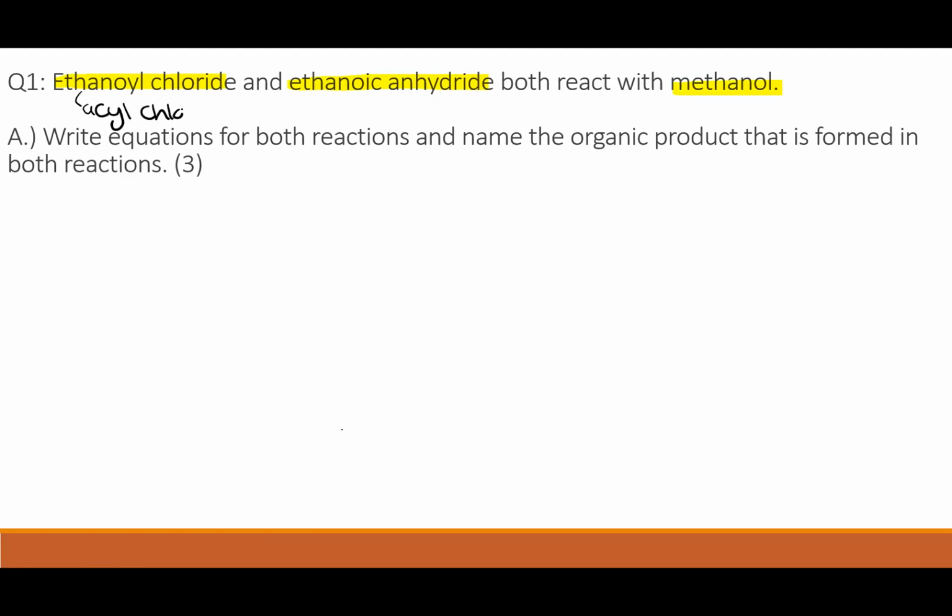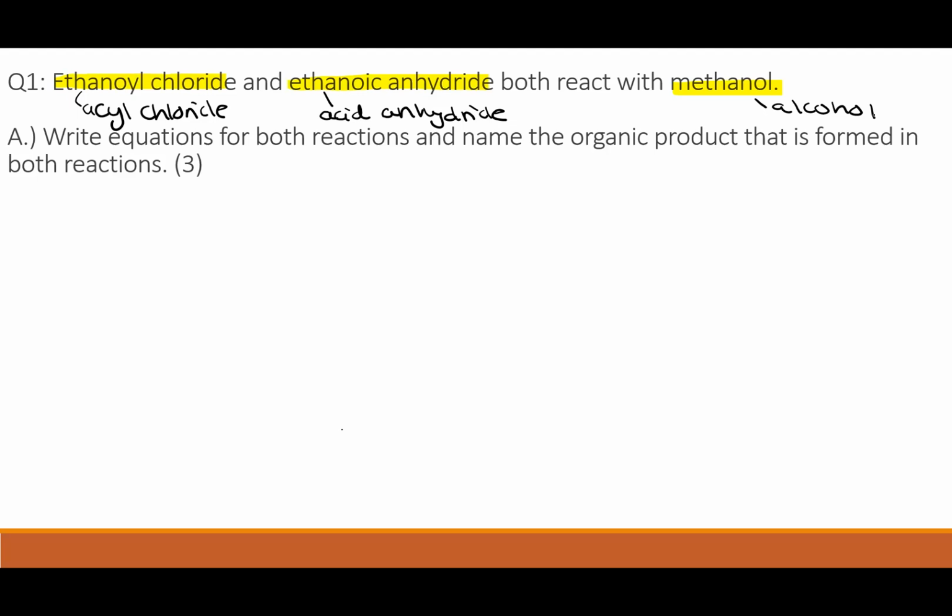I might note, okay, this is an acyl chloride. This is an acid anhydride. And this is an alcohol. You're asked in the first part of this question to write equations for both reactions and name the organic product that is formed in both reactions. So you would get a mark for writing the equation for ethanoyl chloride reacting with methanol, a mark for showing ethanoic anhydride reacting with methanol, and then a mark for the name of the product at the end.